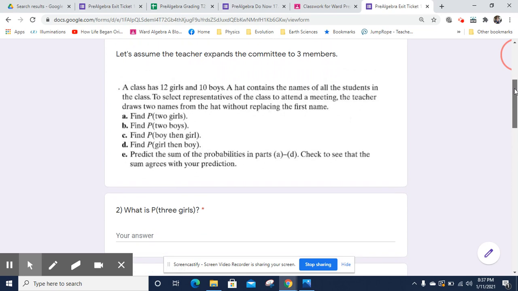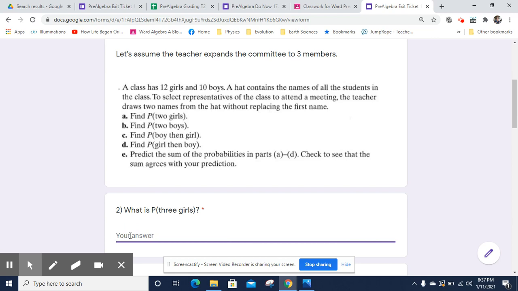We're going to consider that same class with the 12 girls and 10 boys and the hat containing all names, only this time the teacher is expanding the committee to 3 members. So, what is the probability of 3 girls?